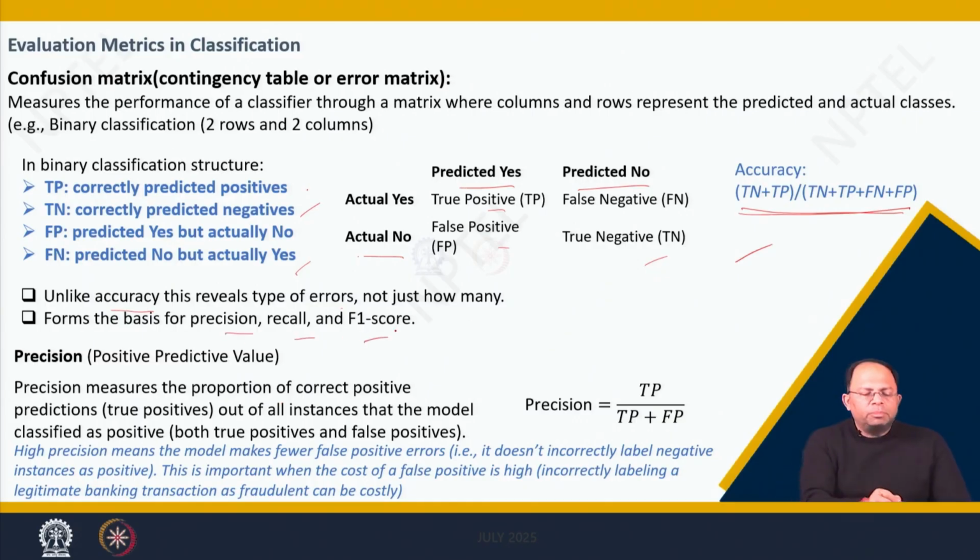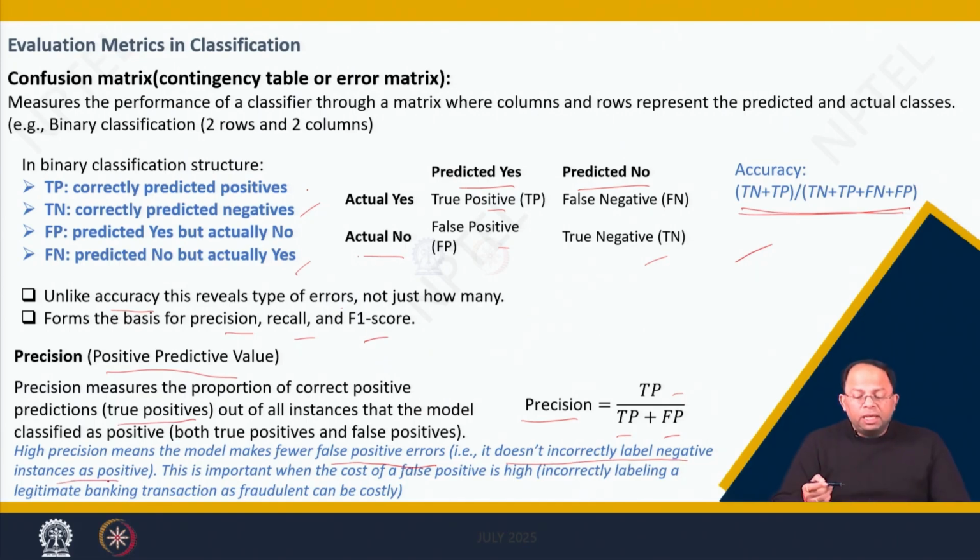Now, what is precision? Precision, the full form is positive predictive value. So, precision measures the proportion of correct positive predictions, that is true positives, out of all instances that the model classified as positive, that is both true positives and false positives. So, you see precision is TP divided by TP plus FP. It says that high precision means that the model makes fewer false positive errors. That means it doesn't incorrectly label negative instances as positive.